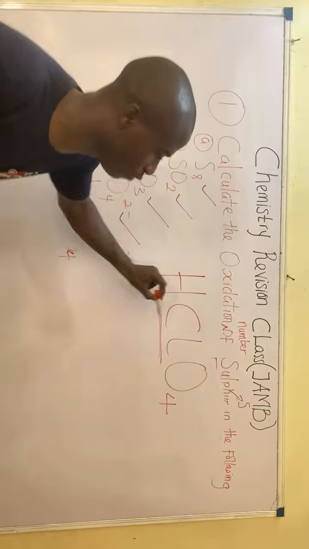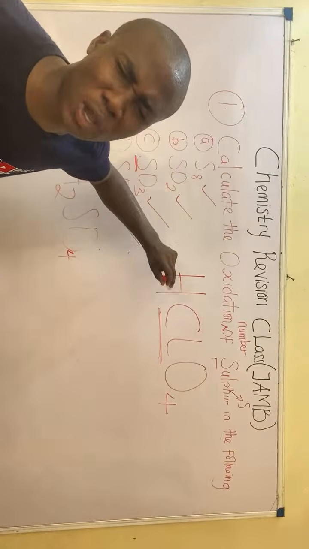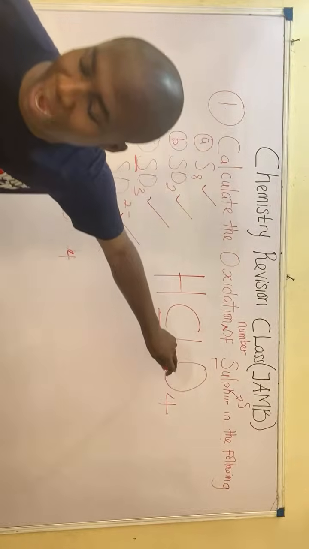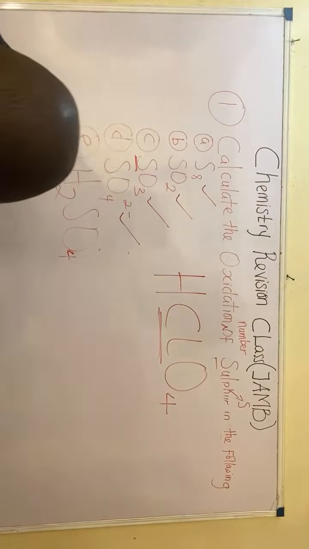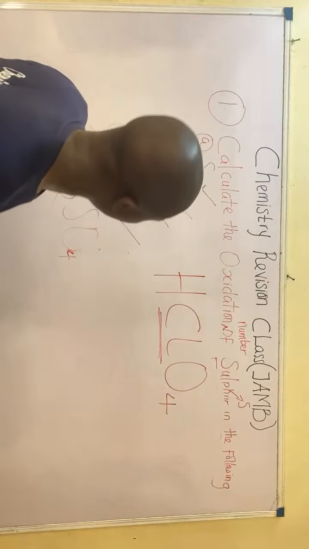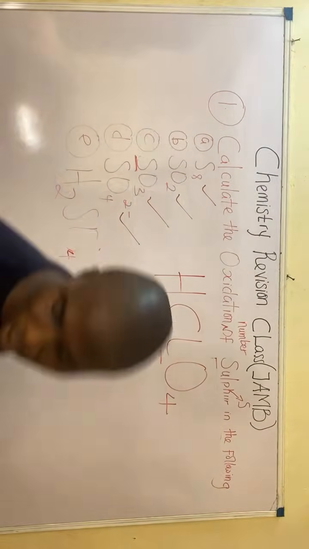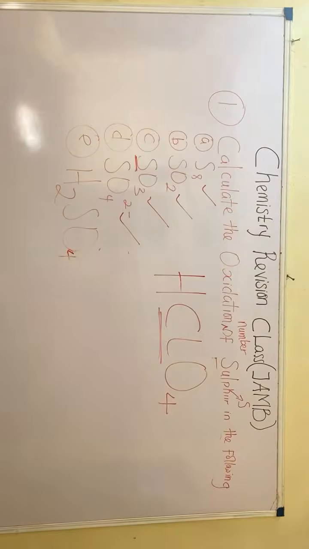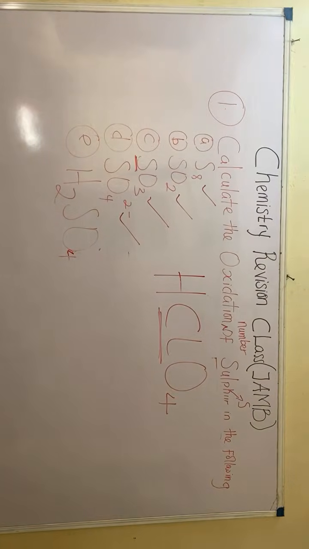HClO4, what's the oxidation of chlorine? Hydrogen oxidation is plus 1. Oxygen here is minus 2. So do it for me, everybody. Solve it for me. Yeah, minus 2 plus 1. So what is the oxidation state? Very good. People are getting 7 already. Very good. Shows that you all are actually very active.